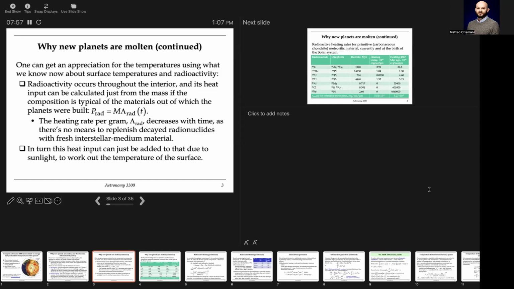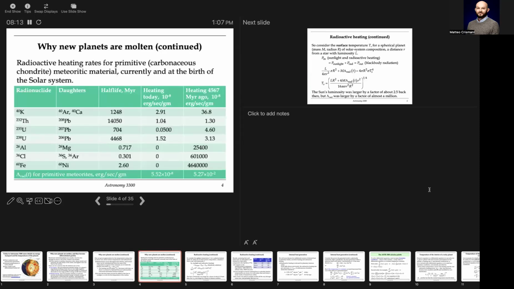So we're going to add to it some amount of surface heat that comes from the sun, and we're going to find out how hot each of the planetary surfaces should be. That seem reasonable? Okay. Here are the radioactive heating rates. This is the primitive stuff, and then this is the current stuff. And you can see here is your major contributor. Here's your radioactive potassium.